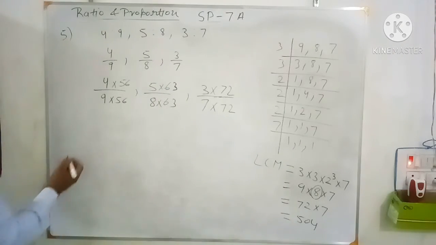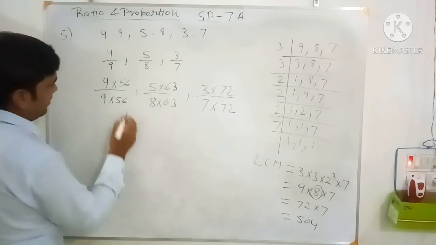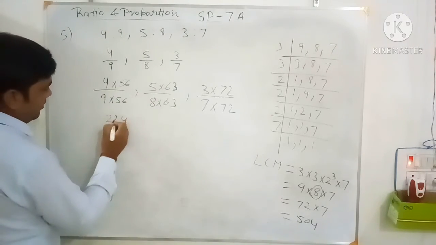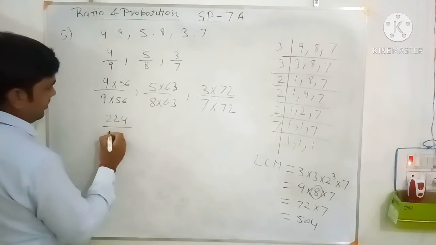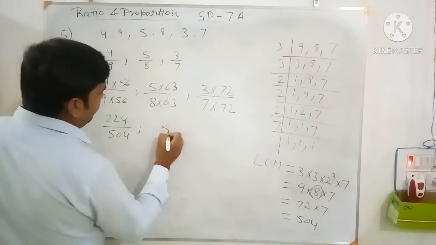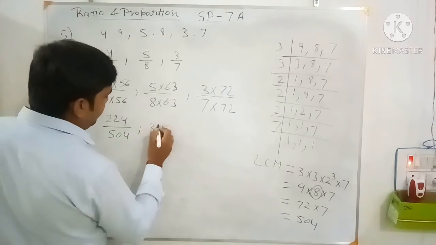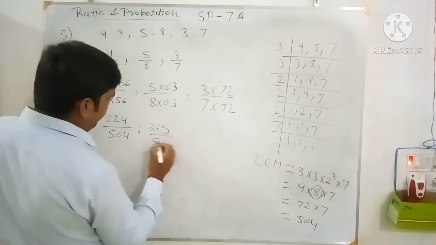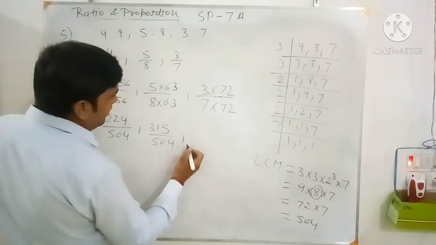Now write its value. 4 6s are 24. Carry 2. 4 5s are 20, plus 2, is 22. So 224 upon 504. Here 5 3s are 15, 5 6s are 30, plus 1, is 31. So 315 upon 504. Now the third one.